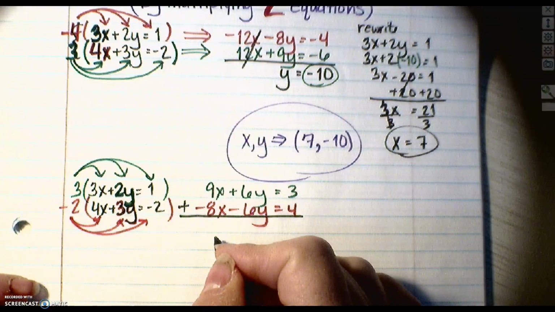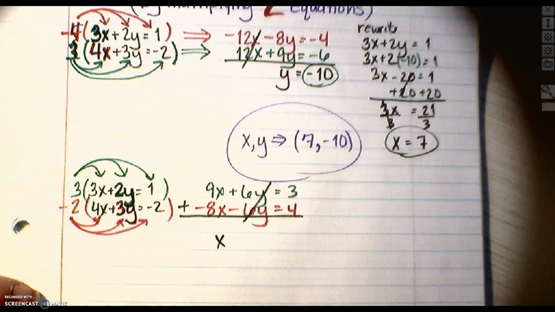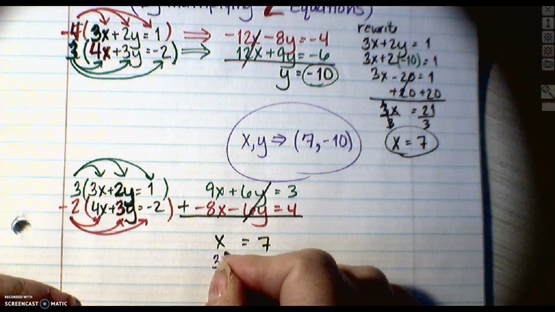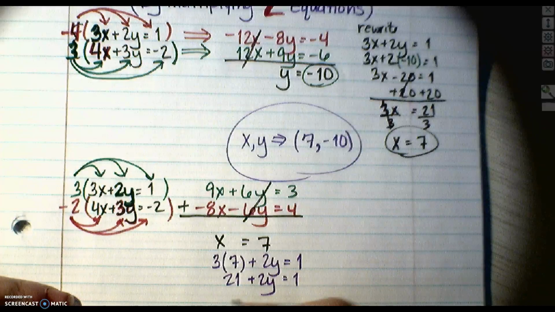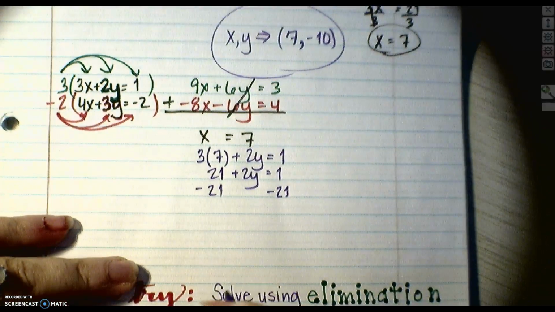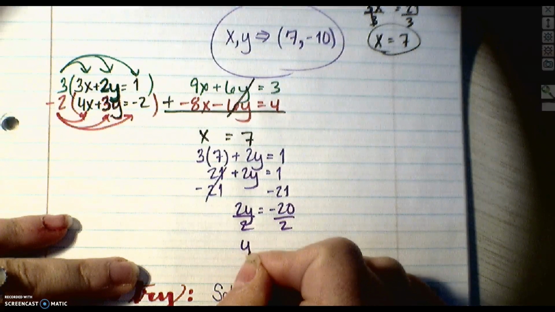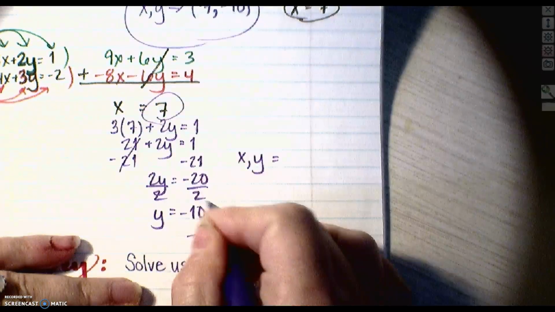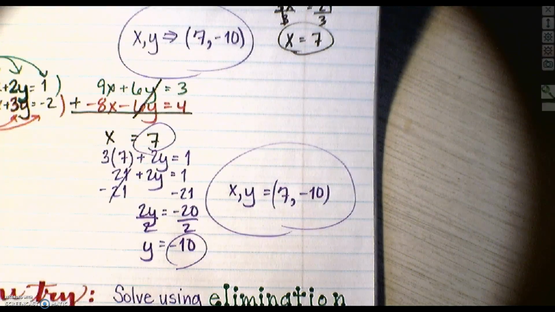We get 9x minus 8x is x. Our y's cancel. 6y minus 6y is 0. 3 plus 4 is 7. X equals 7. Let's go back to our original equation. 3x plus 2y equals 1. 21 plus 2y equals 1. 2y equals negative 20. Y equals negative 10. And look here. Here's the x. Here's the y. 7 comma negative 10. Is that not what we had the first time we did it? I believe it was. Yep.